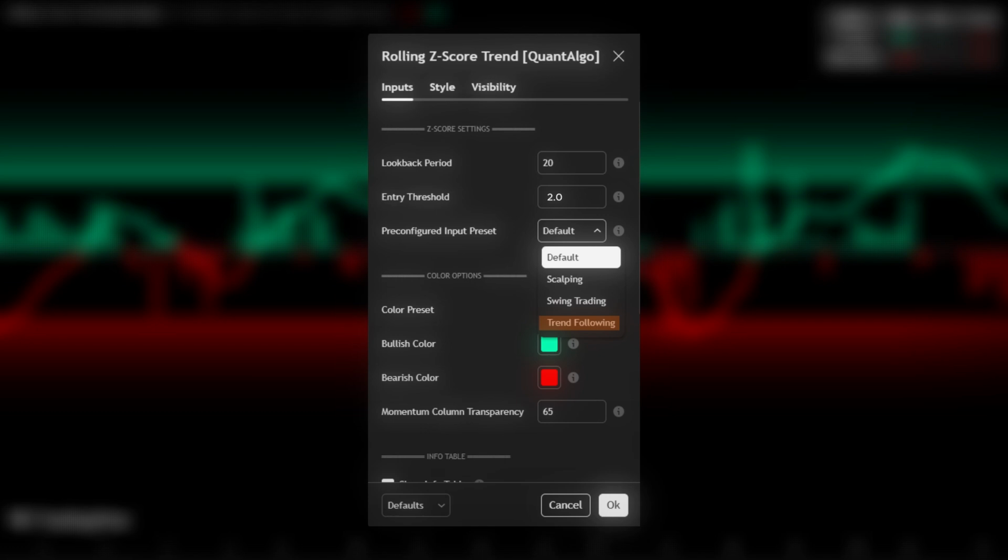RSI tells you overbought at an arbitrary line. The Z-score tells you exactly how far price has drifted from normal.